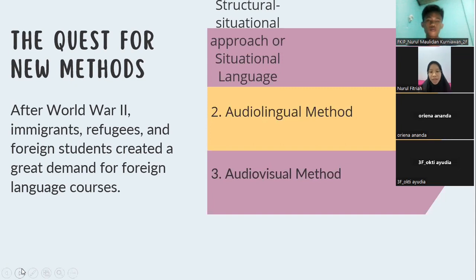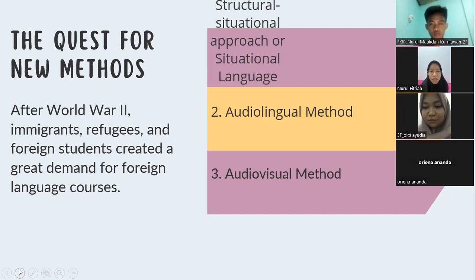The methodology had the following characteristics. The first one, a structural syllabus with graded vocabulary levels. The second one, meaningful presentation of structures in context through the use of situations to contextualize new teaching points. And the last one, a sequence of classroom activities that went from presentation to controlled practice to free production, also called the 3P or PPP method. And the second method is the audiolingual method.